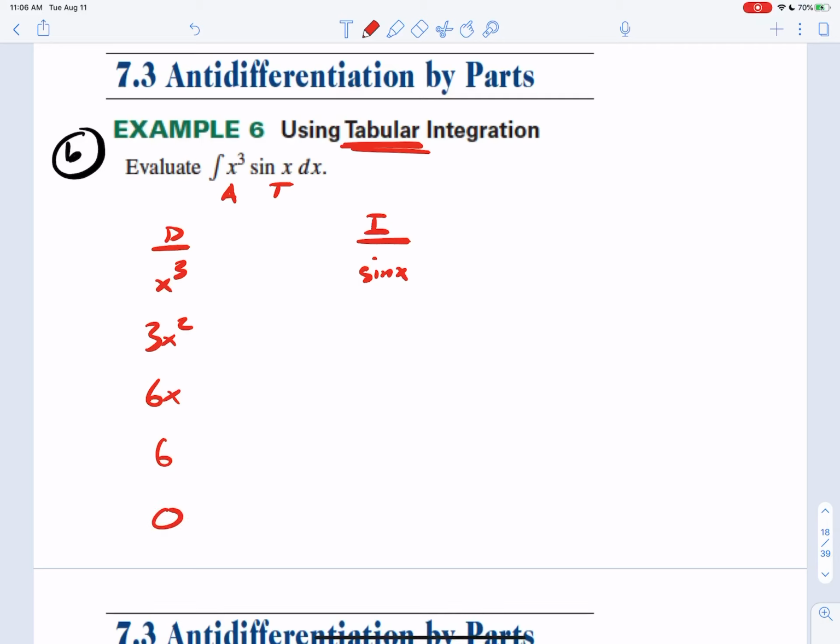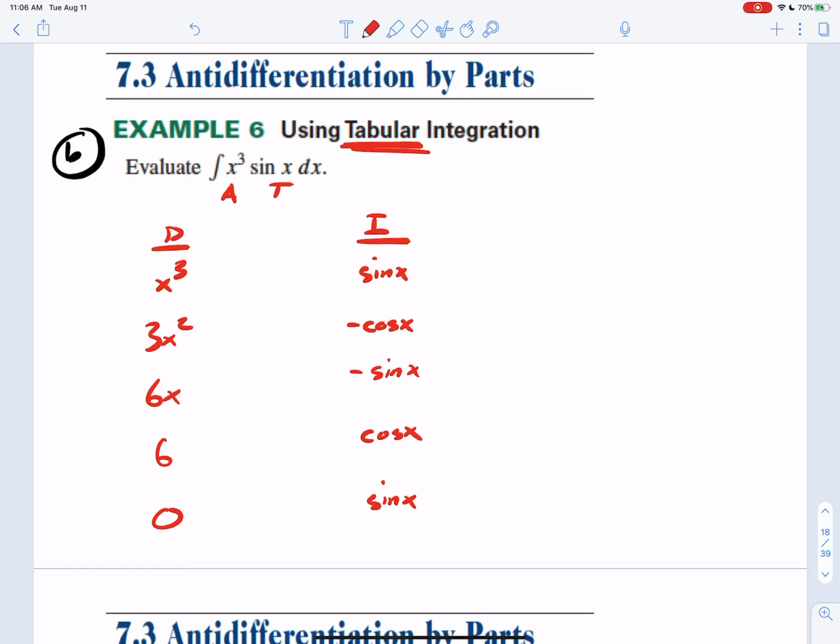Okay, integration, make sure you guys watch out for this here, okay? Integral of sine is negative cosine. Integral of negative cosine is negative sine. Okay, and integral of negative sine is cosine. And integral of cosine is sine.